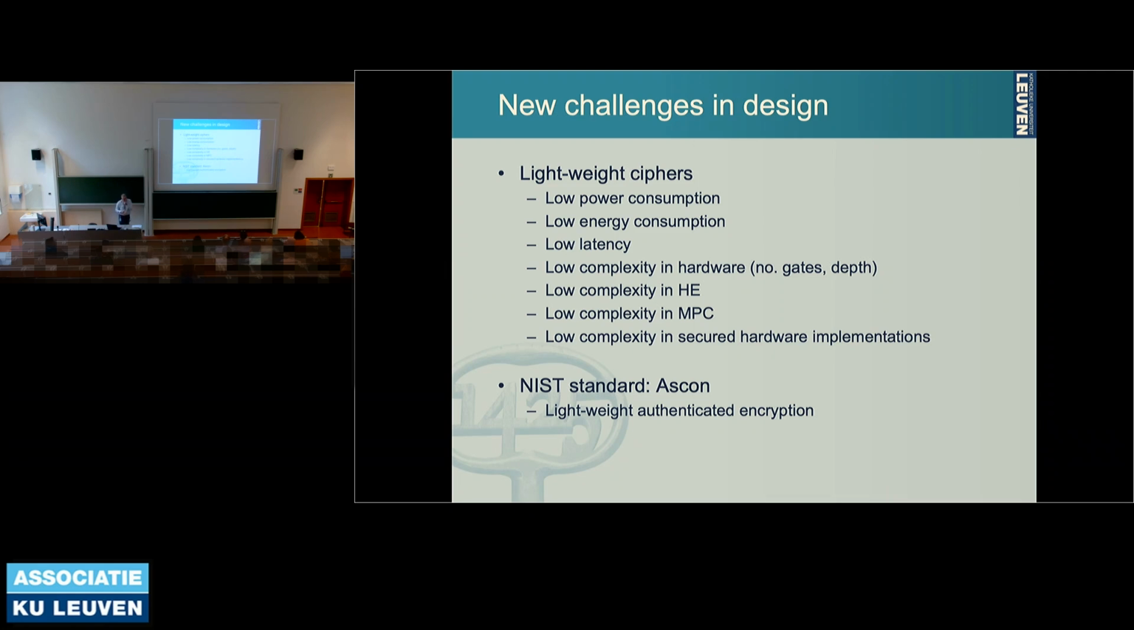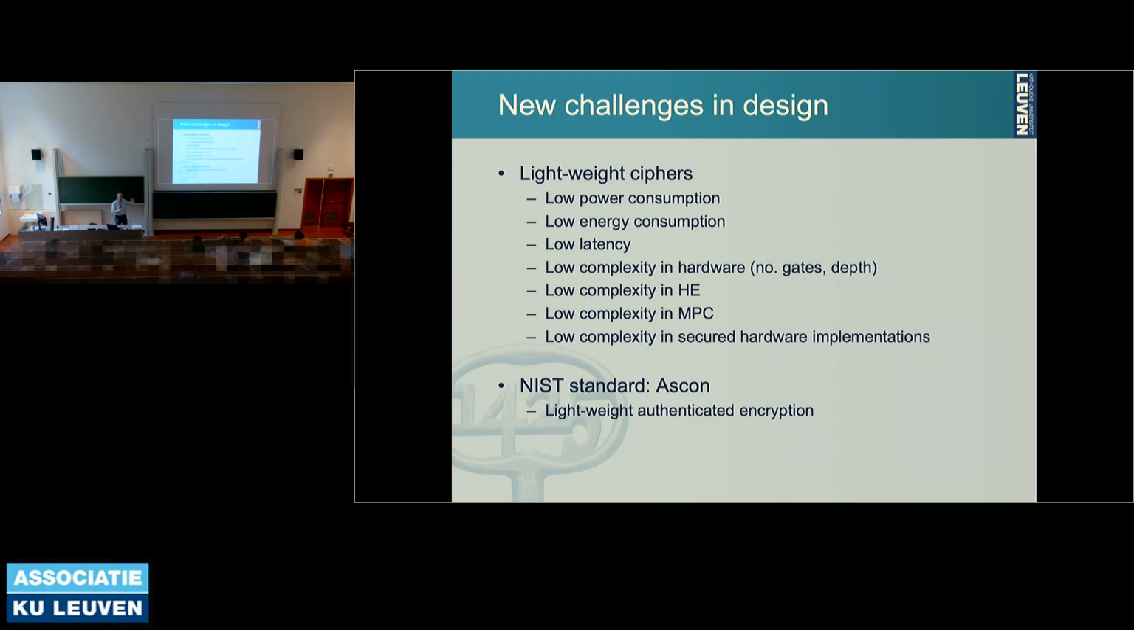I have one last slide on what are the new challenges in block cipher design. Currently, everything is about lightweight. Lightweight can mean many things. We want block ciphers that consume less power or less energy, depending on the application. It's power or energy that is important. Low latency if it's for servers. Low complexity in hardware, low complexity in homomorphic encryption. By the end of the week, you will learn about homomorphic encryption.